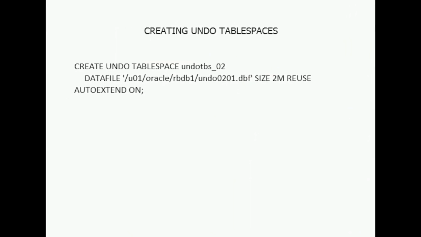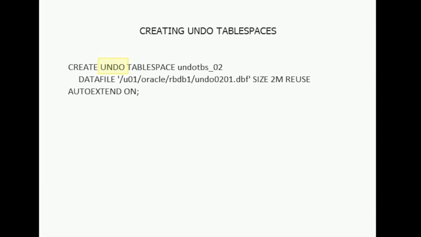An undo tablespace is created by providing the undo keyword. We need to provide the size and path of the data file to be used.